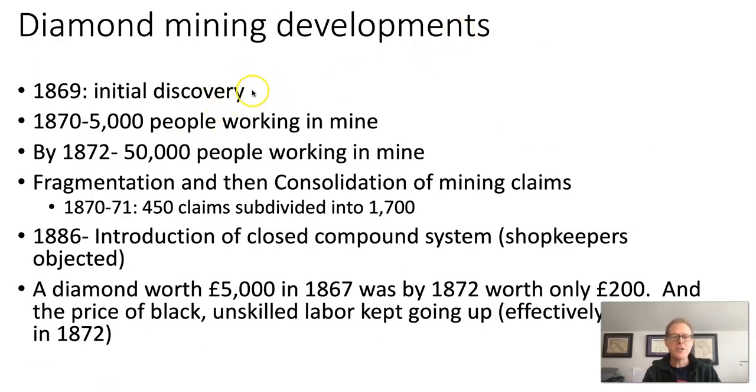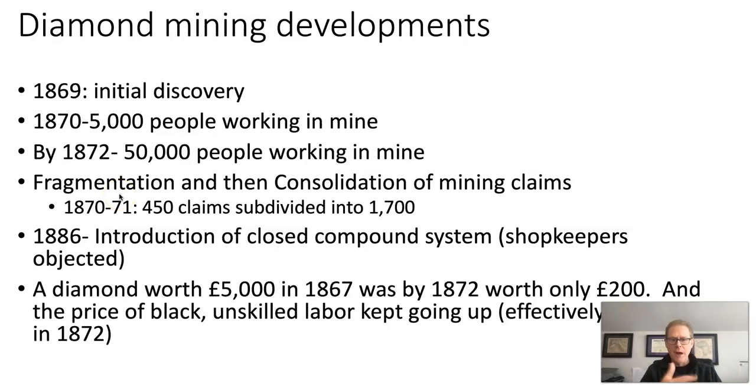So we have the initial diamond discoveries, people flooding into the region. As I said, by a year later, you got 5,000 people working on the mines. 2 years later, 50,000 people working there. Now it says working in the mine because actually there was one mine. Okay, there was one, as I'll show you a picture in just a minute, a large hole. Okay, but then what happens is fragmentation.